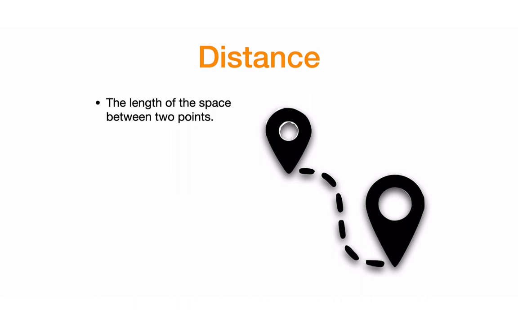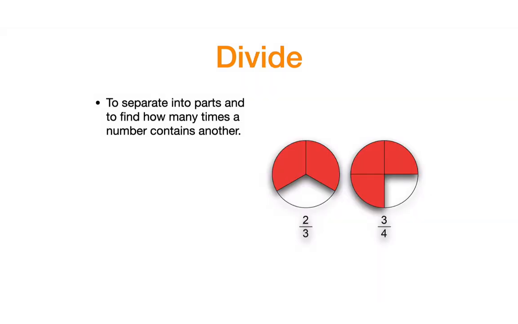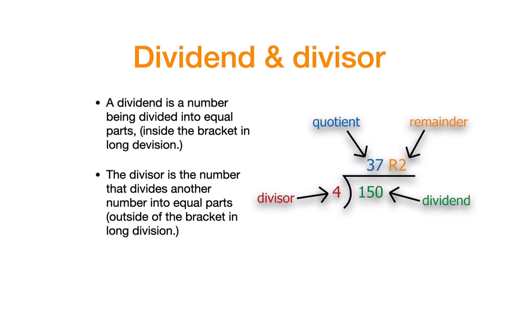Distance, the length of the space between 2 points. Divide, to separate into parts and to find how many times a number contains another. Dividend and divisor. A dividend is a number being divided into equal parts. Inside the bracket in long division, the divisor is the number that divides another number into equal parts, outside of the bracket in long division.